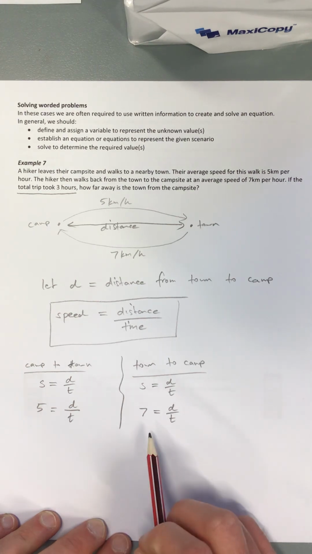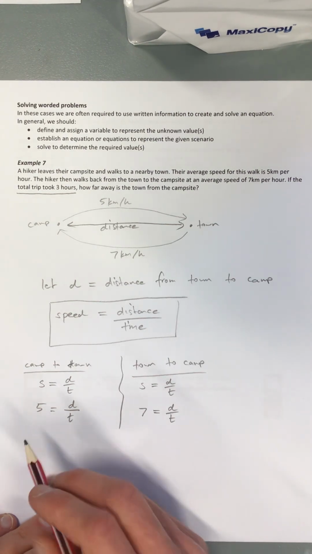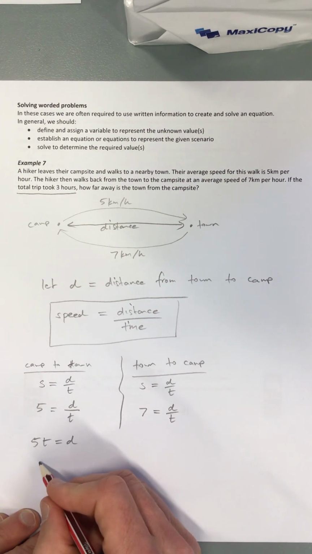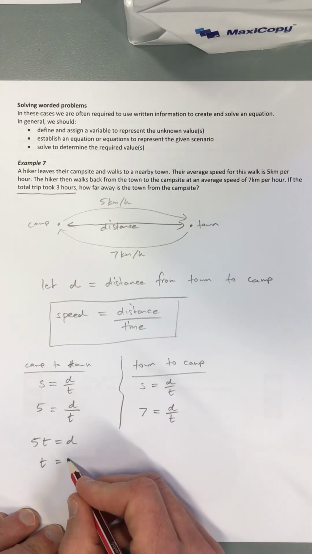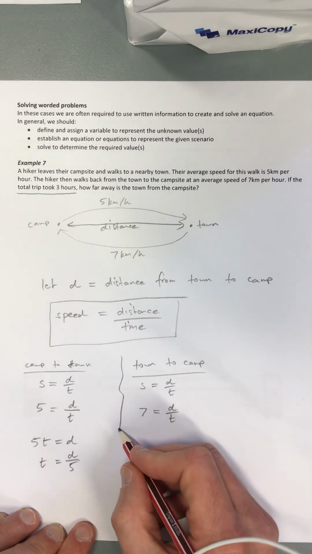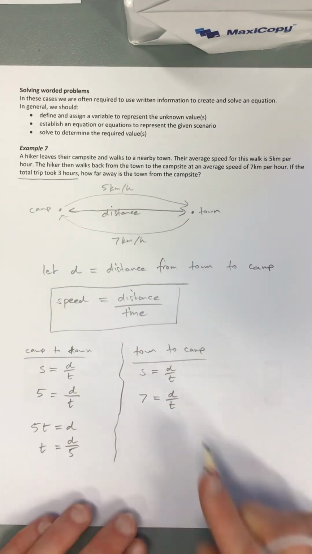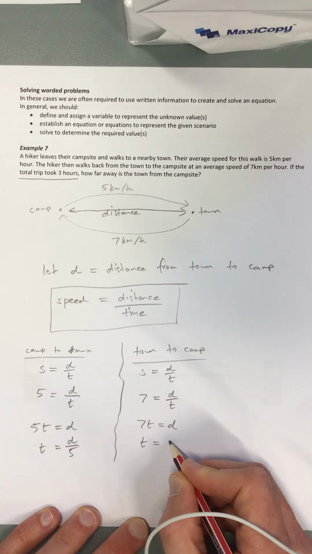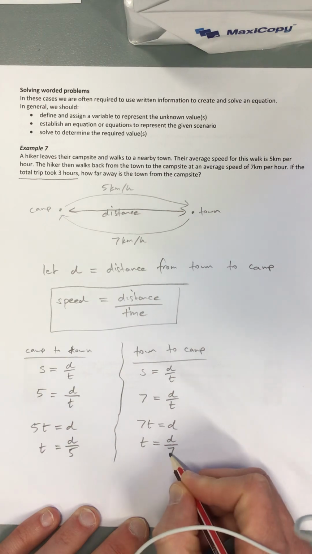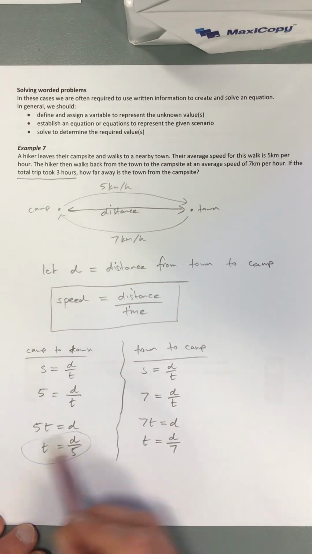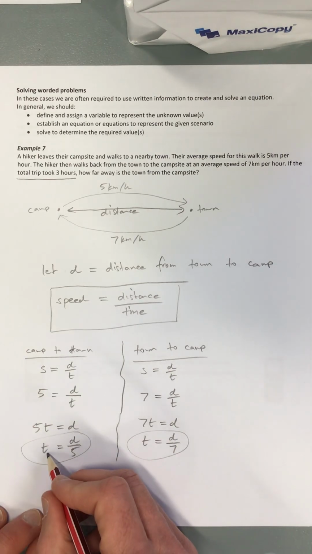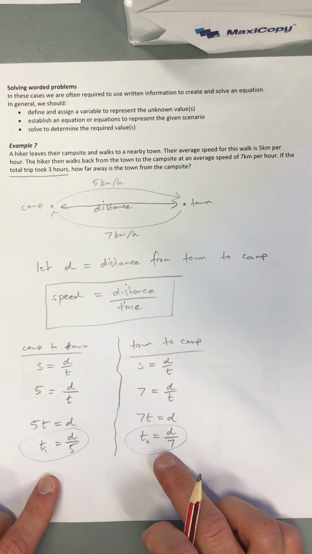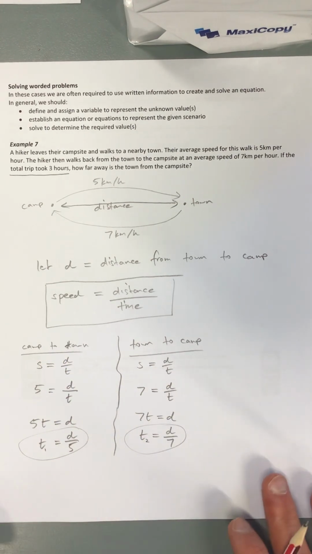So what we can maybe think now is let's rearrange these equations so that time is the subject. So let's multiply both sides by t, 5t equals d, and then divide both sides by 5 to get time equals distance divided by 5. And for this equation, multiply both sides by t, divide both sides by 7, and we get time equals distance divided by 7. Now from these two equations, I could even call this time 1, time 2 if we wanted to label it that way, but we basically have the time for camp to town, the time for town back to camp. Together, those two things should add up to 3.